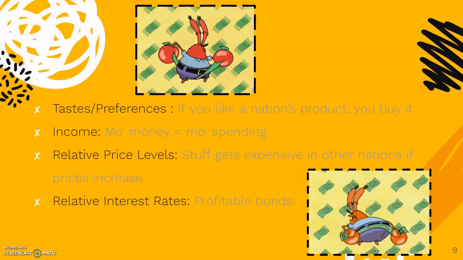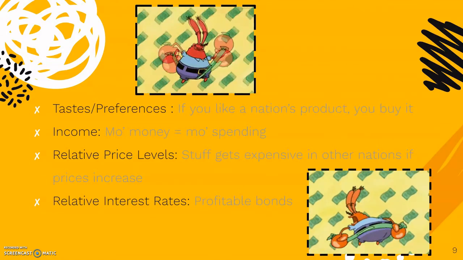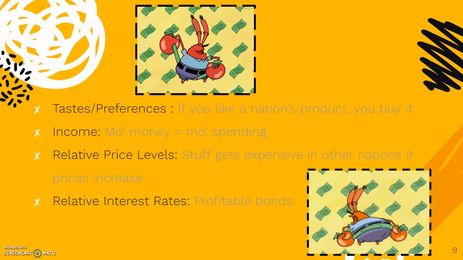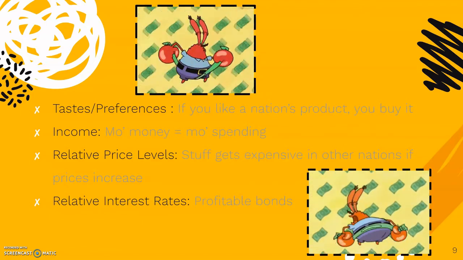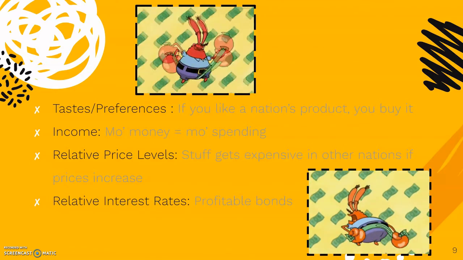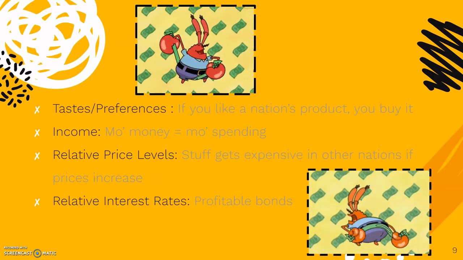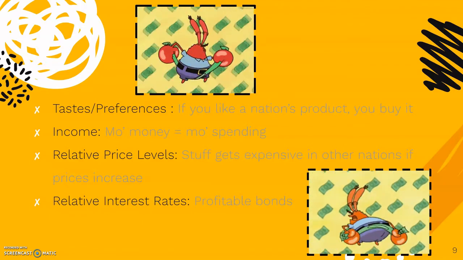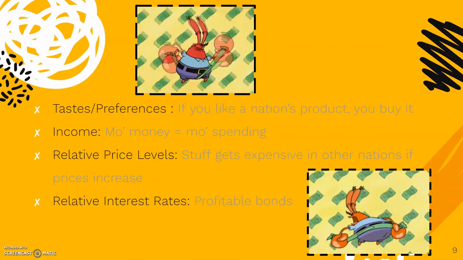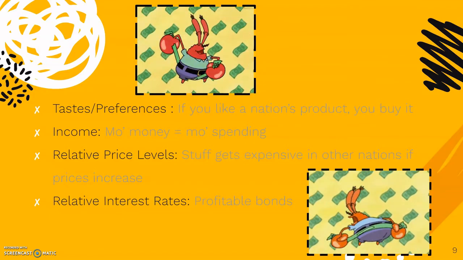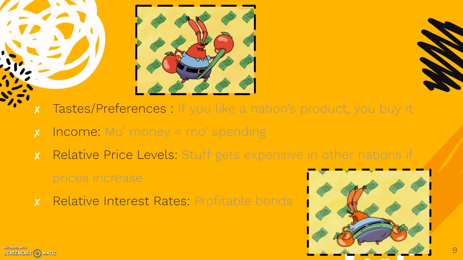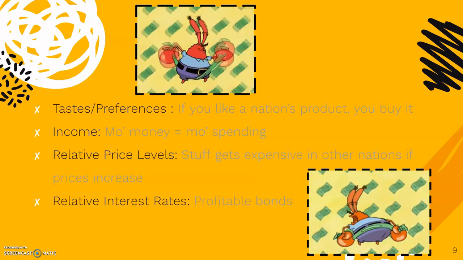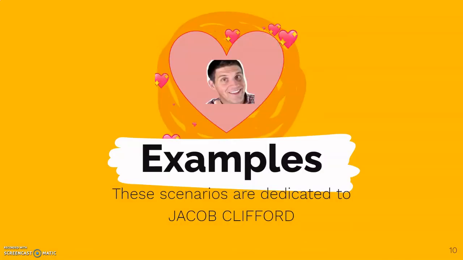Next, we're going to talk about the shifters of foreign exchange. The first one being tastes and preferences. This one comes down to one simple thing. If you like a nation's product, you're going to buy it. If you don't, you're not going to buy it. This will affect the appreciation and depreciation of a nation's currency. The next shifter is income. Pretty much, the more money someone makes, the more spending they're going to do. The third shifter is the relative price levels. If a product gets expensive in another nation, then the price is going to increase. The last shifter is going to be relative interest rates, and these are simply just the profitable bonds someone can make. So now, let's look at some examples.